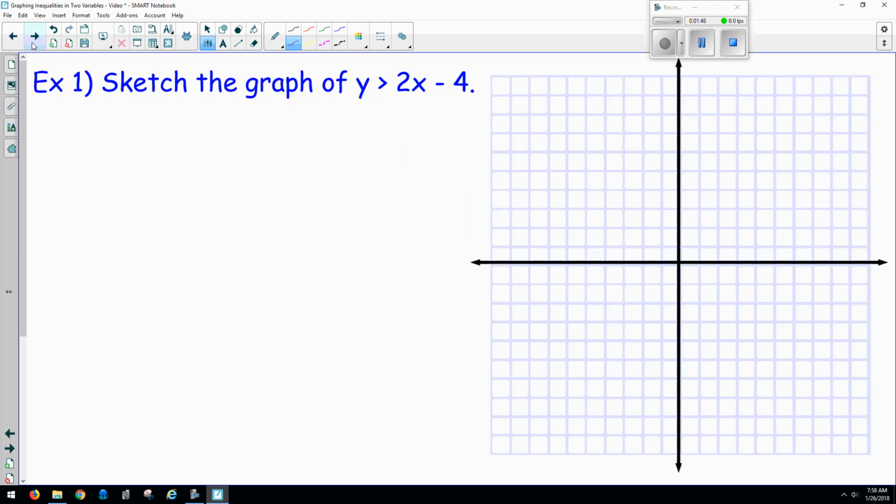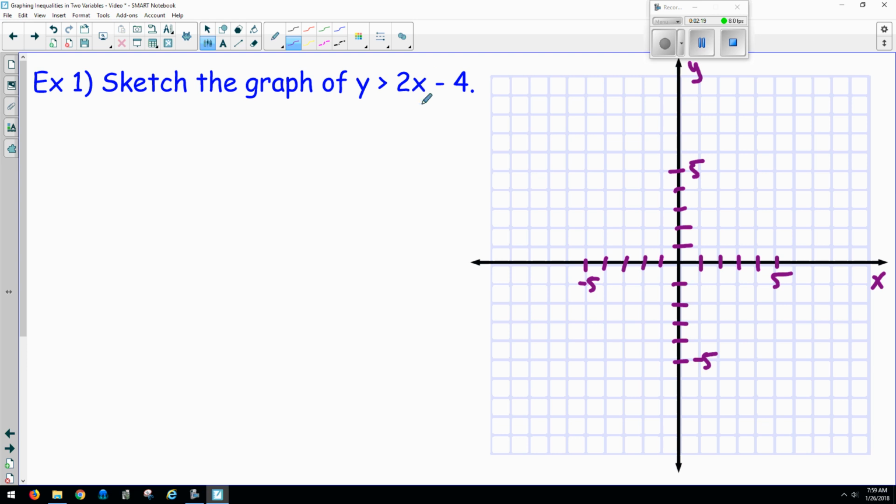So here's our first example. We want to sketch the graph of y is greater than 2x minus 4. So the first thing we're going to do is label our axes from -5 to 5 on both. Go ahead and do this on your paper as well. And then we're going to graph this exactly how we would if this was an equal sign.